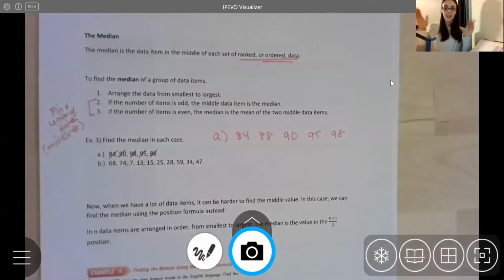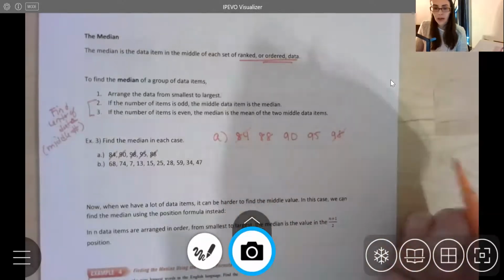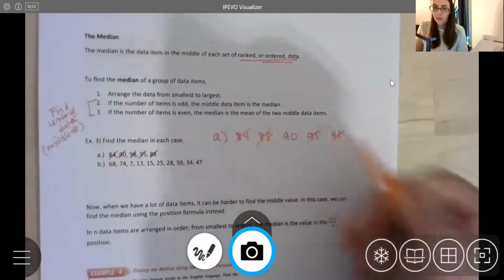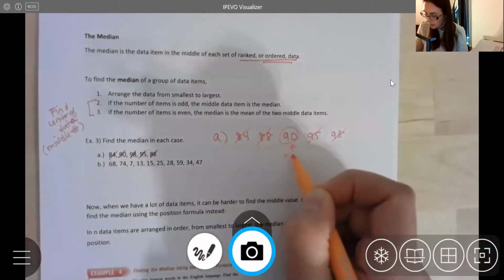Now, what I like to do is I like to just count into the middle. So I'm going to count in. So I'm going to take one off the lower, one off the upper, another one off the lower, another one off the upper, and I get to that middle value. So that middle value here is your median.